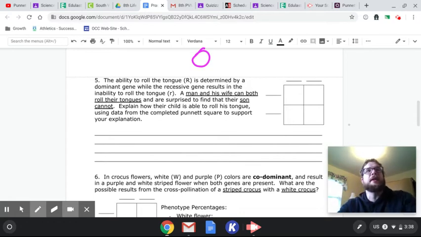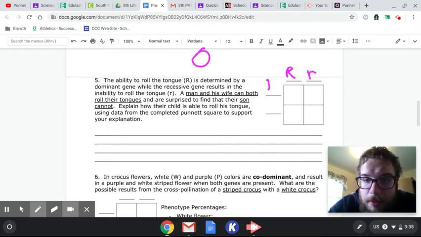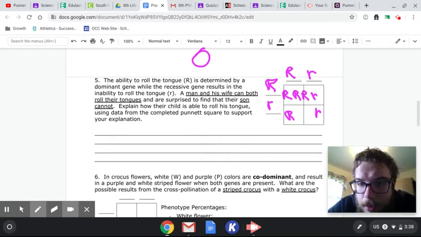So this goes back to what we talked about yesterday. In order for their son to not be able to roll his tongue, he's got to have 2 small r's, which means that the parents both have to be this right here. So let's drop these down. Small r, big R, and then big, and then small and small.